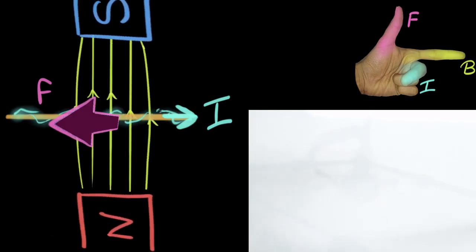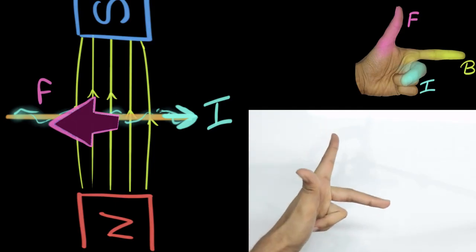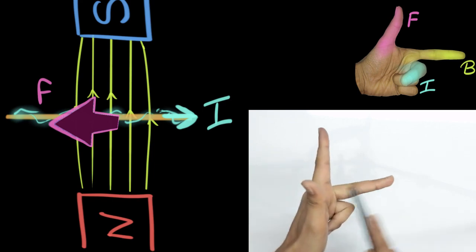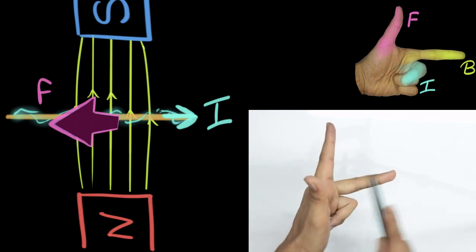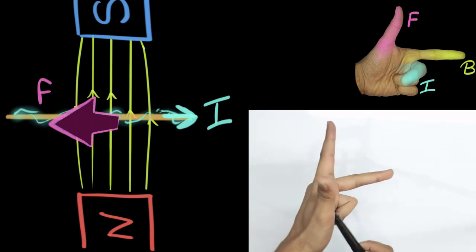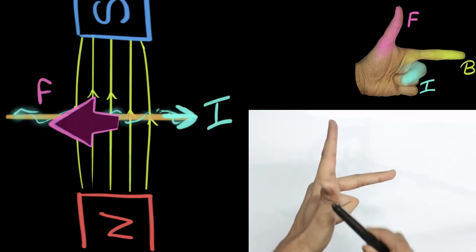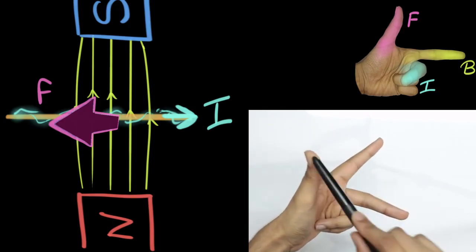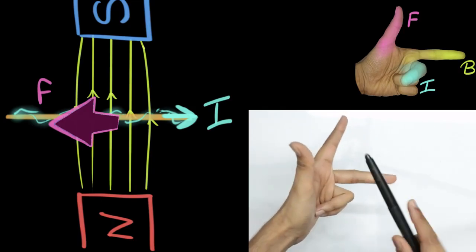So what did we learn in this video? We saw that to calculate the direction of the force on a current carrying wire kept in a magnetic field, we can either use Newton's third law, which is a little bit tedious, or we can use Fleming's left-hand rule, in which the forefinger gives us the direction of the magnetic field, the middle finger gives us the direction of the current, and then the thumb gives us the direction of the force acting on the wire. And the way I like to remember it is force F, magnetic field B, current I, FBI.